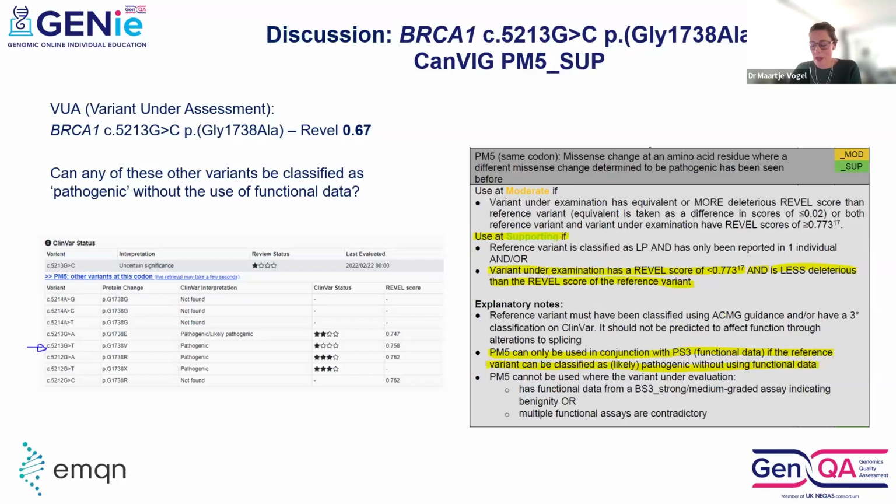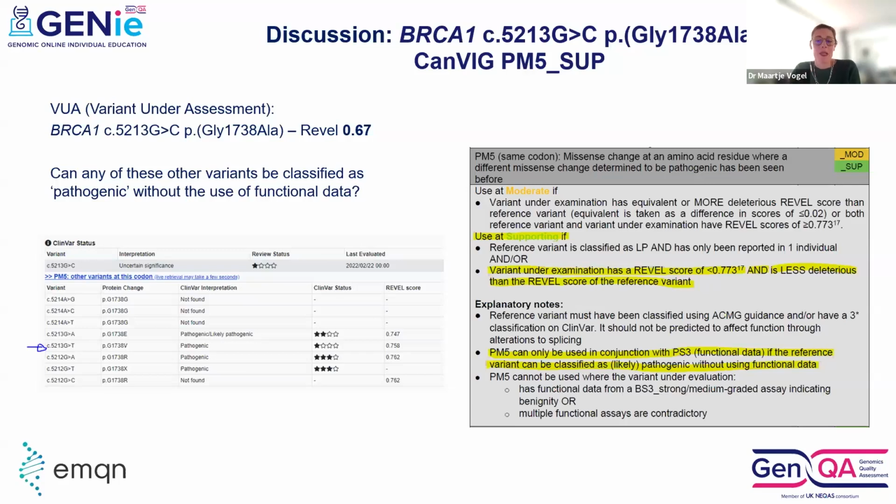And then there's one important thing you also have to look at, and that is a remark that is made in the explanatory note, also highlighted in yellow on the right part of the slide, the bottom yellow sentence there. It says that you can only use PM5 together with a PS3 if the reference variant can be classified as likely pathogenic or pathogenic without using functional data. So you should keep that in mind.